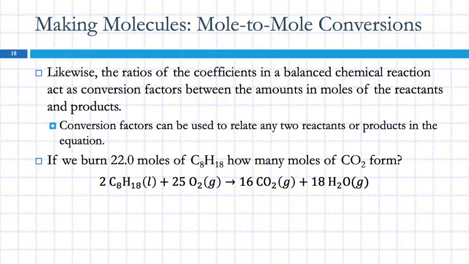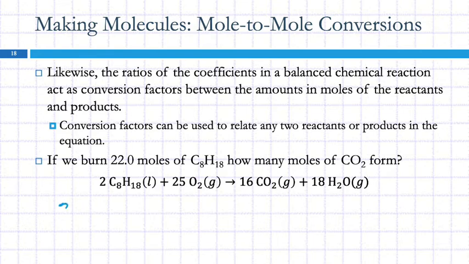Same thing works with chemical equations. Instead of dealing with cups of cheese or ounces of sauce, we're going to be dealing with moles of molecules, which is like dozens of eggs, right? It's really not that unfriendly. And we can relate any 2 factors here. We can say 2 moles of this for every 25 moles of oxygen. For every 18 moles of water that's produced, 16 moles of carbon dioxide will be produced. Okay? So if we burn 22 moles of octane, how many moles of carbon dioxide form?